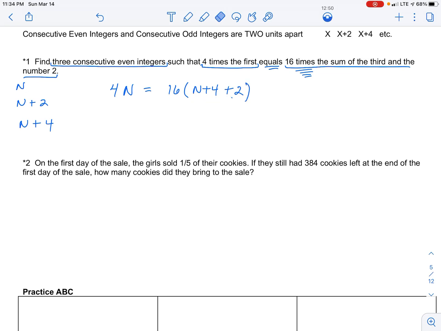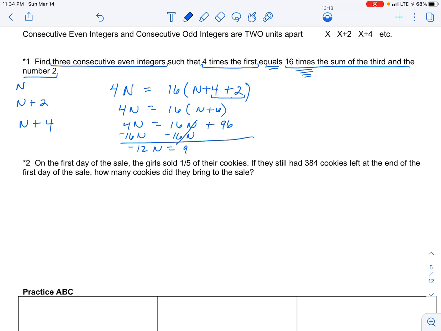Okay, so we're ready now to do some math. So we have 4n equals 16. I'm going to do what's in the parentheses, what I can here. 4 plus 2 is 6. So 4n equals 16n plus, and 16 times 6 is 96. All right, and then I am going to subtract 16n so that I can get my n terms together over here. So I'm going to have a negative 12n equals 96.